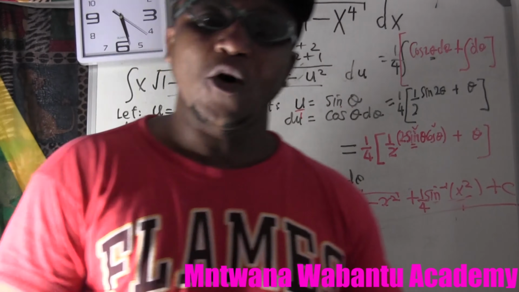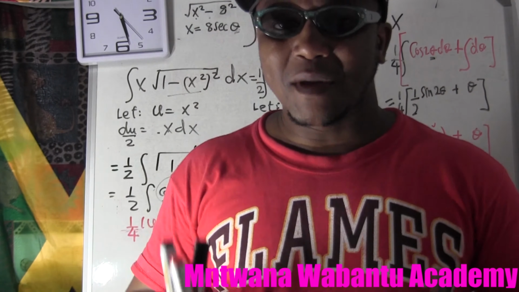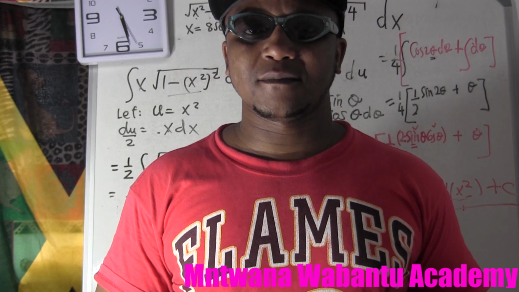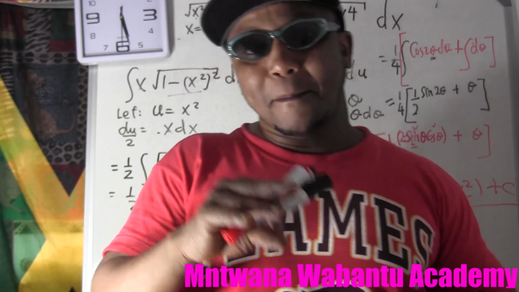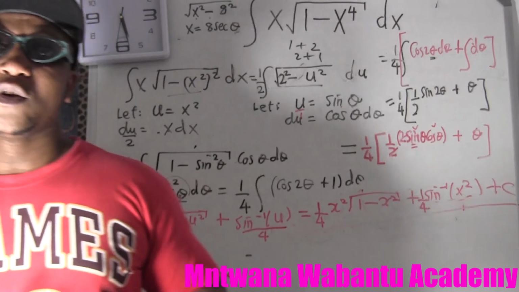It's easy actually. All you need to do, like I say, is remember your trig substitution. Those are, if it's variable squared minus number, or number minus variable. So just easy like this.